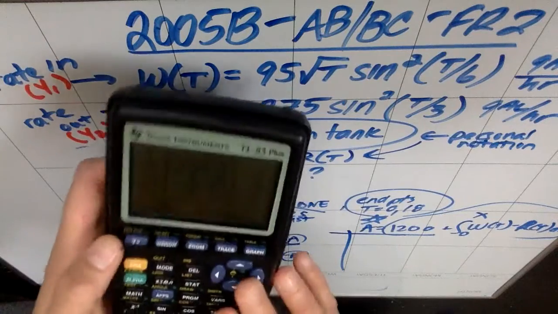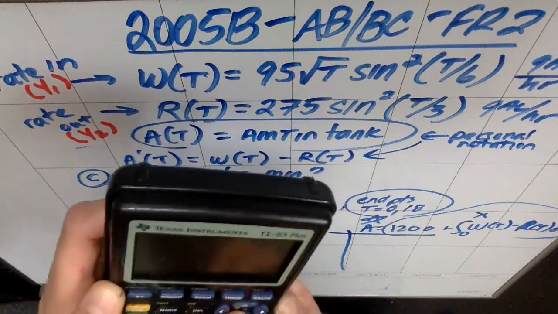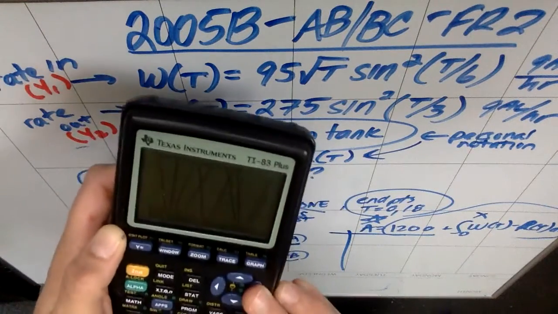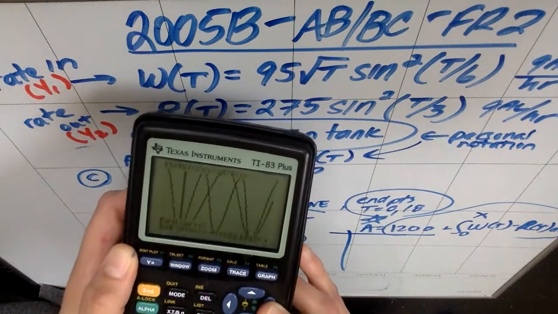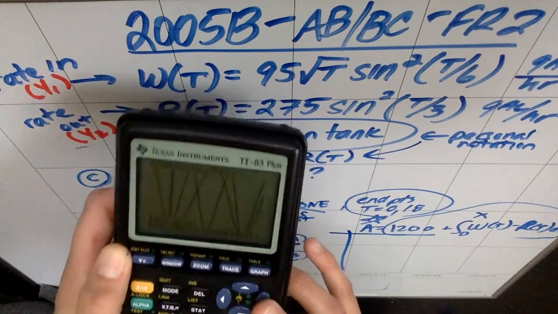Then I'm going to go back to my graph, and I'm going to second calc intersect again. I'm going to scroll to the other one. It's not a short distance. Scroll to the other one.